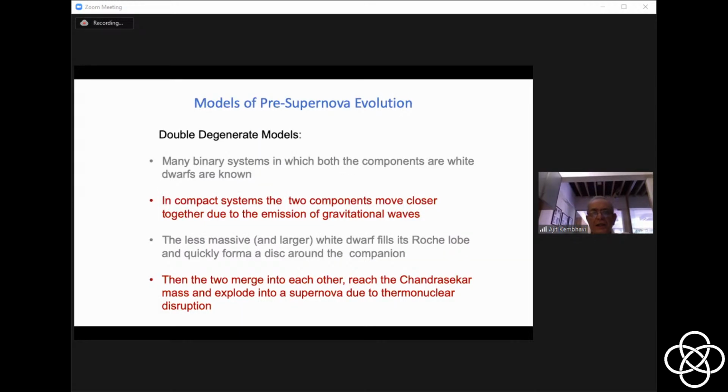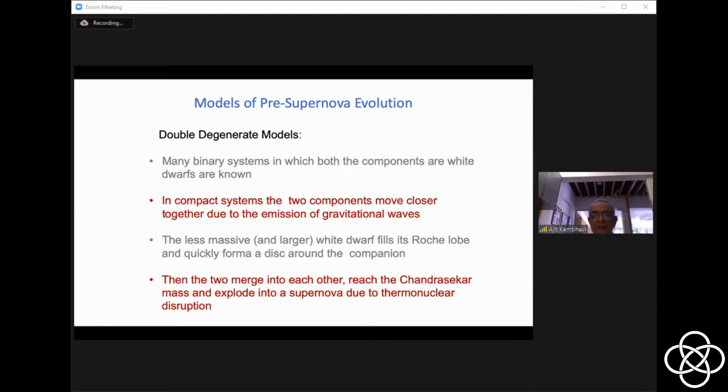Then there's another quite different model possible, a double degenerate model, meaning that both the objects in the binary are white dwarfs. And is this a figment of the imagination? It is not. We know any number of binaries in which both objects are white dwarfs, and both objects are neutron stars, and all the LIGO observations have talked about binaries in which both objects are black holes. So this is not a very exotic object.